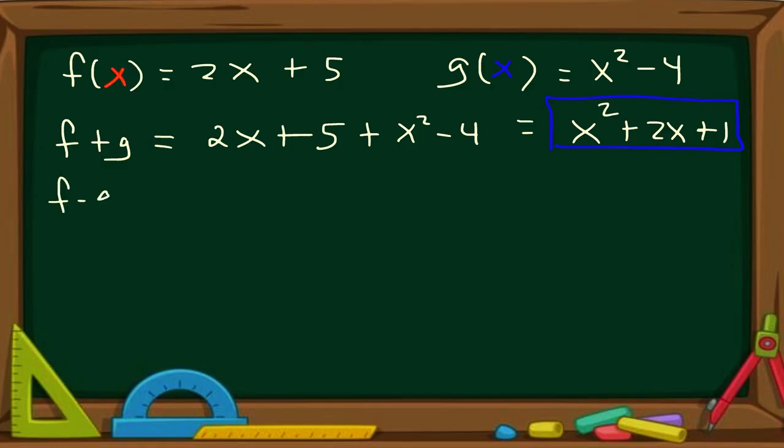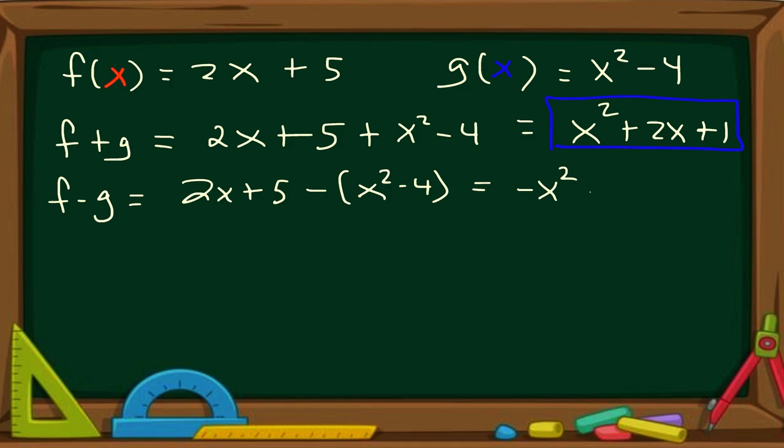Now what about f minus g? F is 2x plus 5, and then it's going to be minus x squared minus 4. So this is going to be negative x squared plus 2x, and then we have 5 minus negative 4. 5 minus negative 4 is like 5 plus 4, which is 9. So that's equal to f minus g.